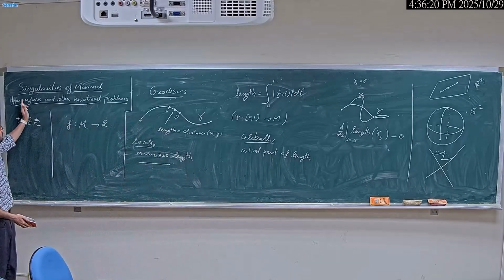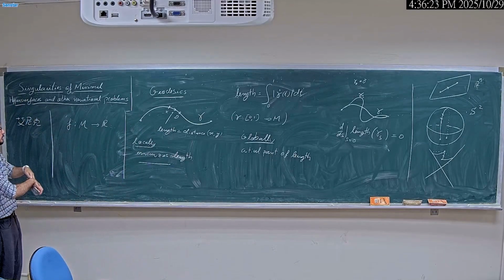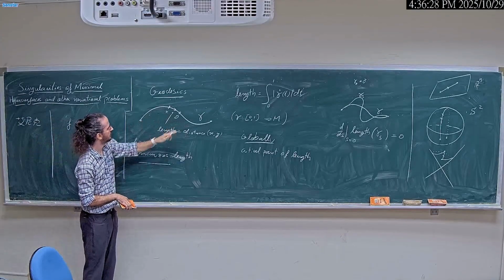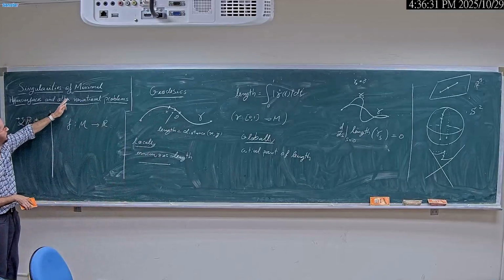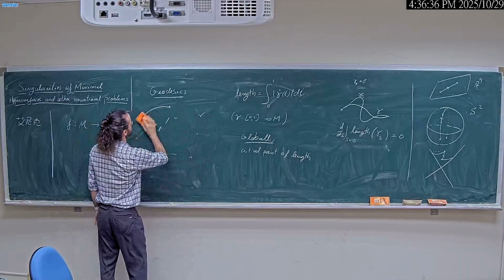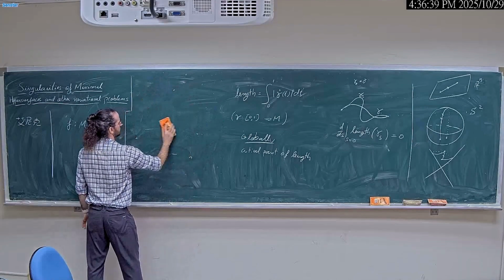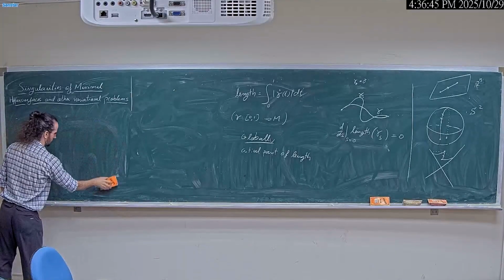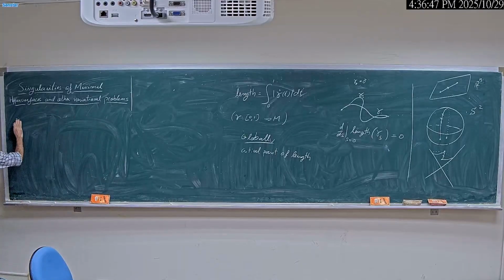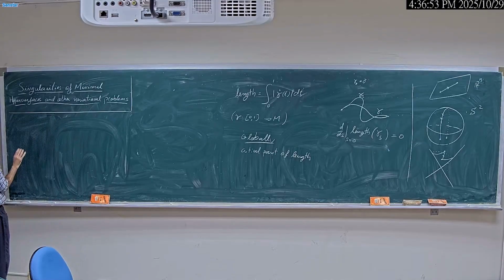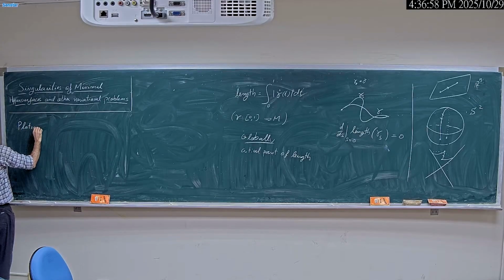And now what I want to do is take this problem and look at the two-dimensional version of this problem. This is the one-dimensional version, geodesics. The two-dimensional version is what we call minimal surfaces. Before I talk about minimal surfaces, let me first talk about the Plateau problem.